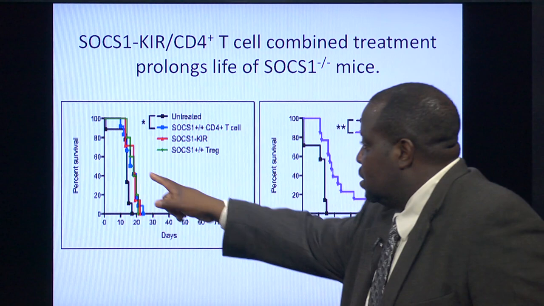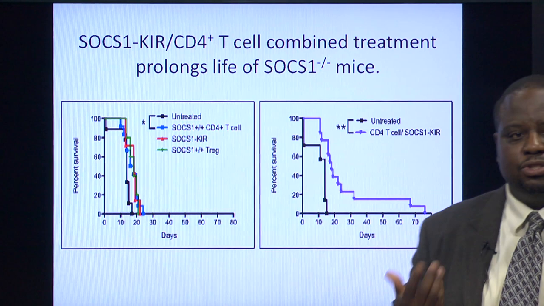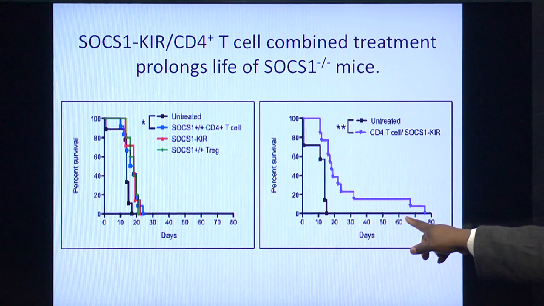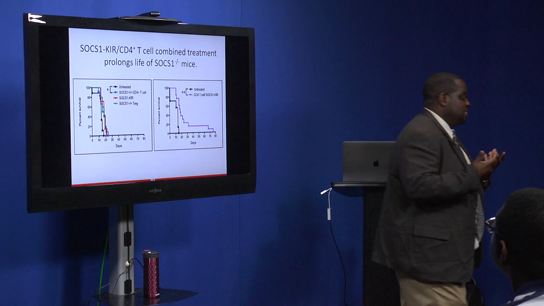And so if you don't have the peptide, or we do some different combinations, the animals still continued to die. But then we designed a combined treatment where we restored some of the T cells, and we also provided the peptide. And now we have about 20% of the animals that, whereas all of them died by about 16 days, a couple of them actually lived to about 80 days, right? So that's actually kind of a big deal. That's actually pretty exciting.